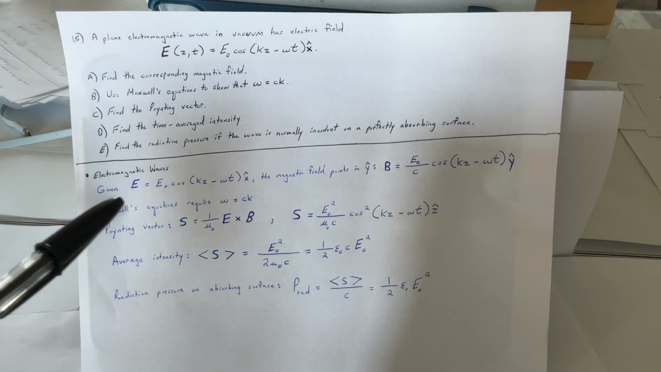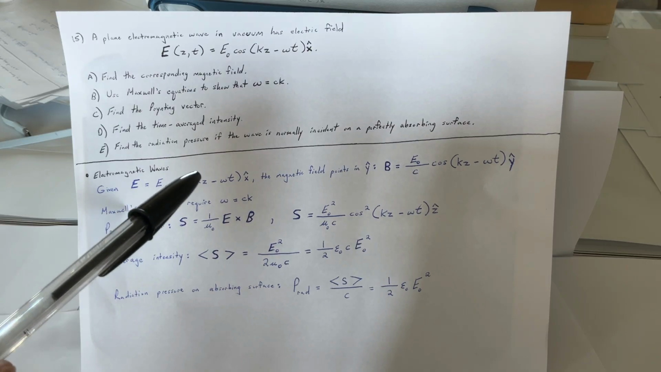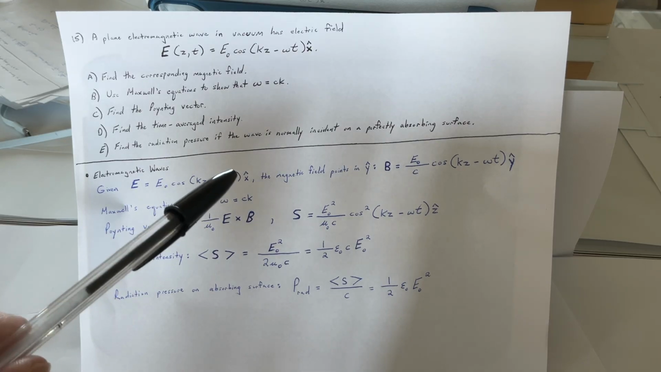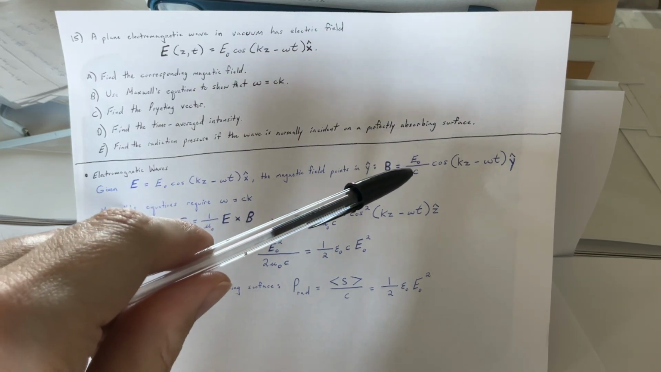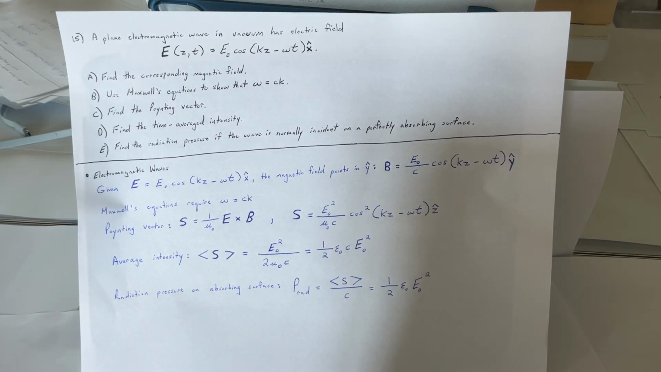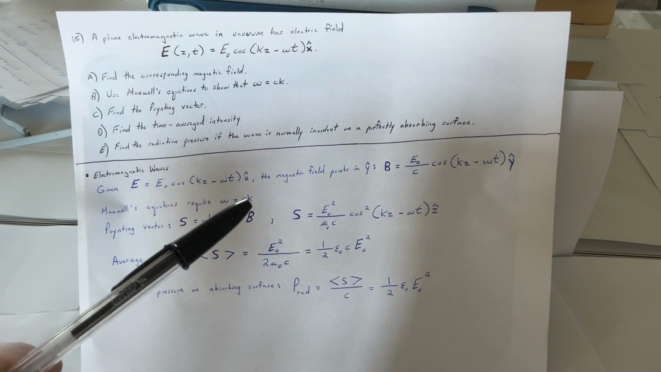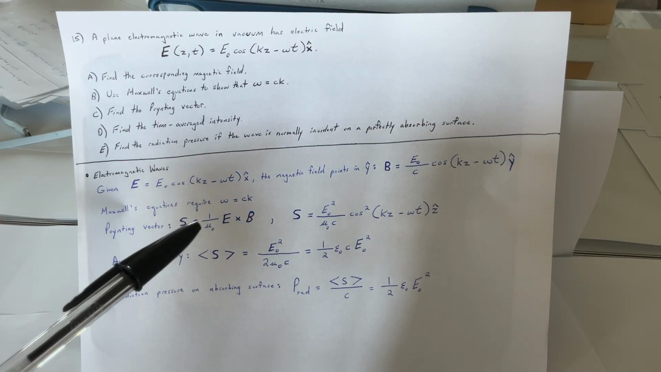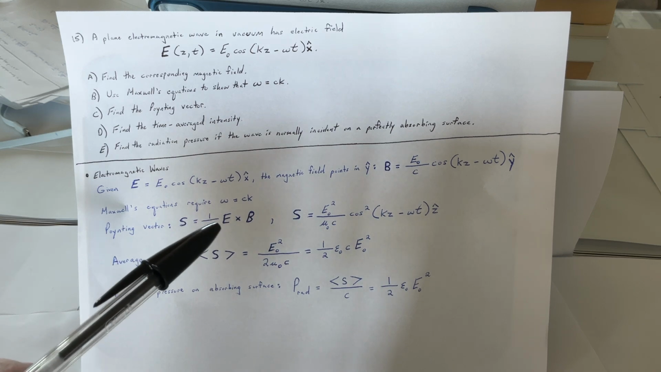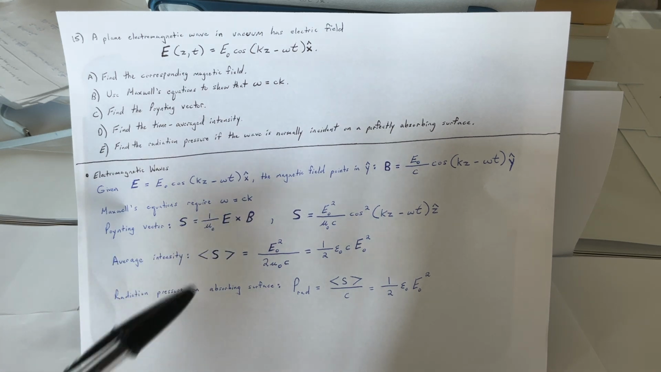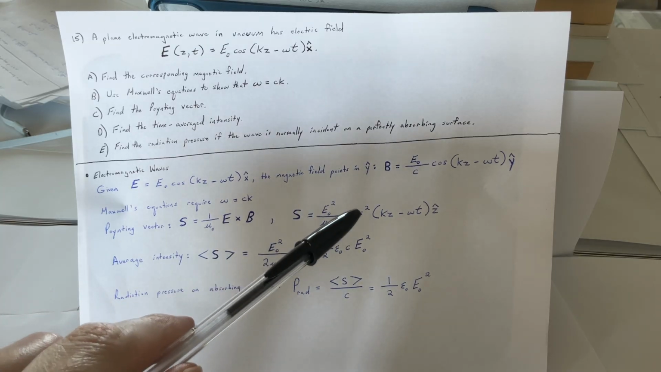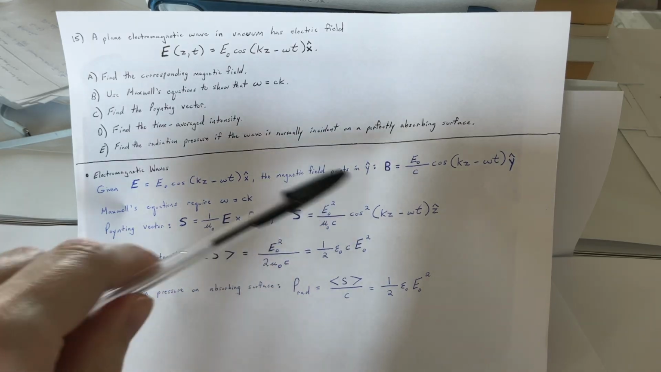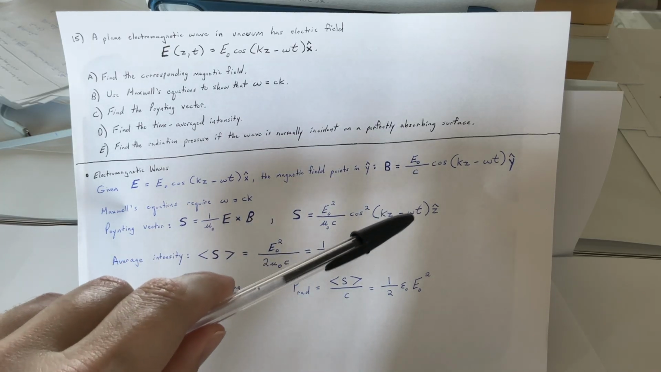Okay, so electromagnetic waves. E equals E naught cosine of the quantity kz minus omega t, x hat. The magnetic field points in y hat. B equals E naught over c cosine of kz minus omega t, y hat. So Maxwell's equations require omega equals ck. So our Poynting vector is going to be 1 over mu naught, E cross B. So our Poynting vector is E naught squared over mu naught c cosine squared of kz minus omega t, z hat.